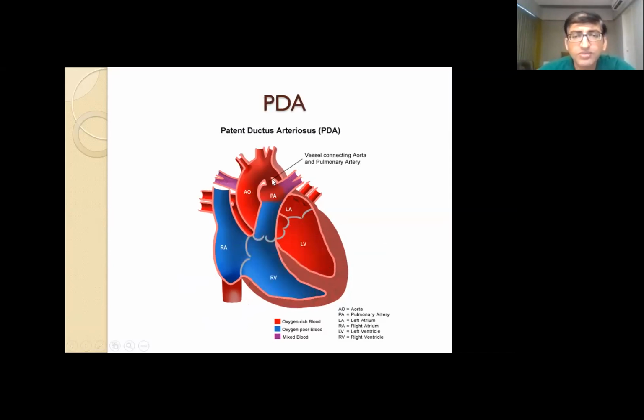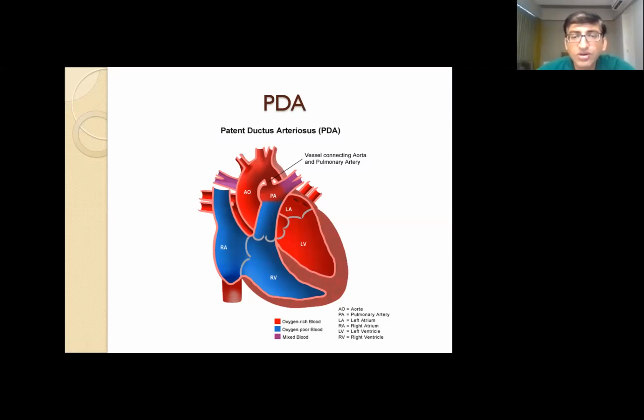Similarly, in patients with patent ductus arteriosus, a large amount of blood goes into the pulmonary artery along with the routine cardiac output from the right side of the heart, and hence the left side of the heart will get dilated in patients with patent ductus arteriosus.